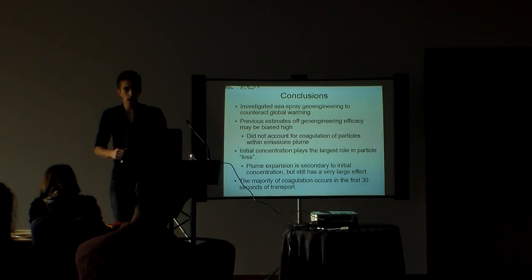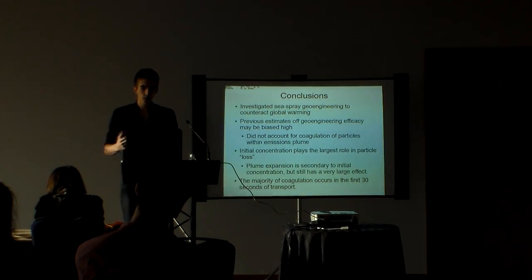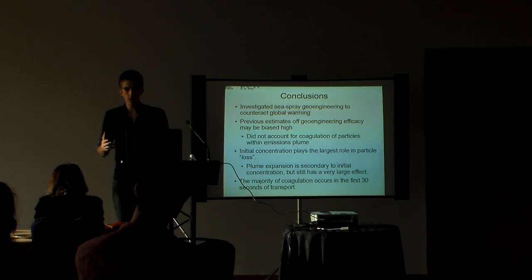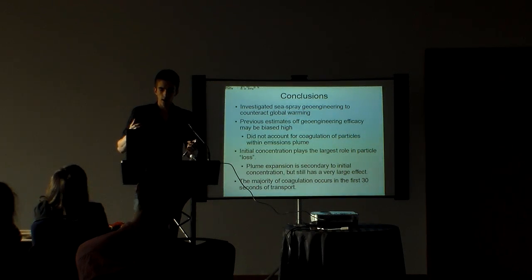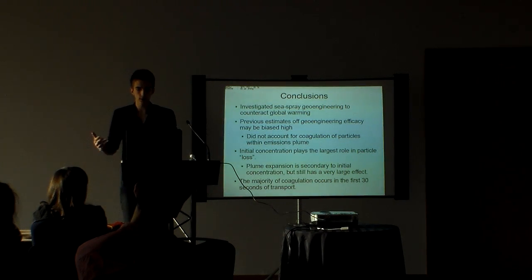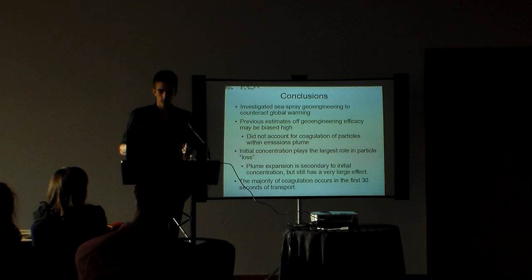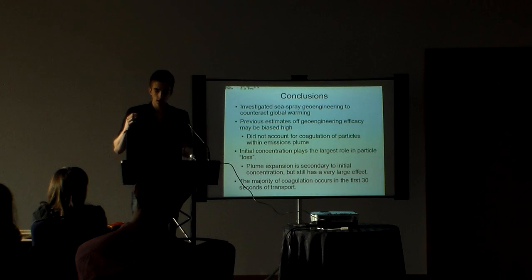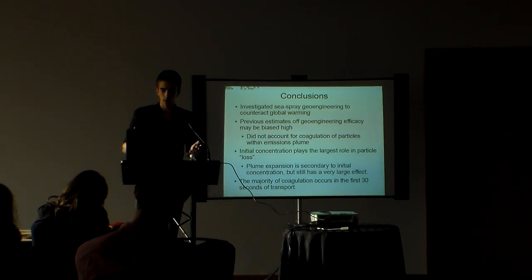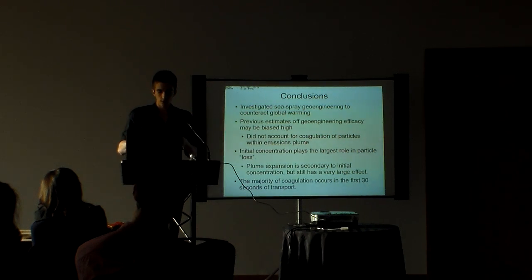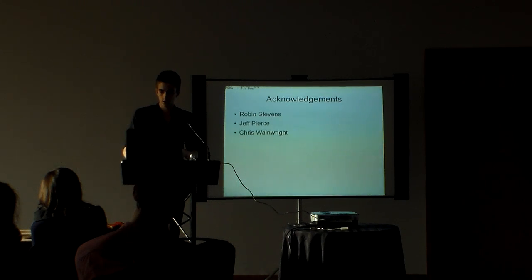So in conclusion, we've looked at sea spray geoengineering and how it can affect global warming. We've found that geoengineering is probably not going to be as effective as it's currently stated to be with this method. And we found that the initial concentration plays the very largest role in how many particles we're going to lose due to coagulation. The rate of expansion of the plume is secondary, but still has a very large effect.